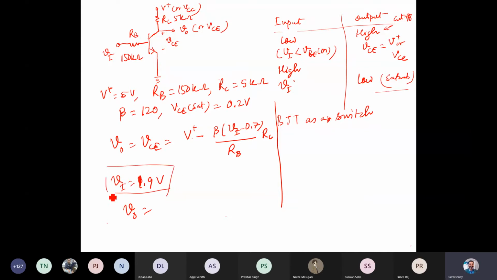So what I mean to say, V naught, you can have this number is 5 minus, let's say, beta 120. Let's keep it in terms of the VI right now, VI minus 0.7, and RC is your 5 by 150, right? This is 5 by 150. So we can work out. So this is what you get.